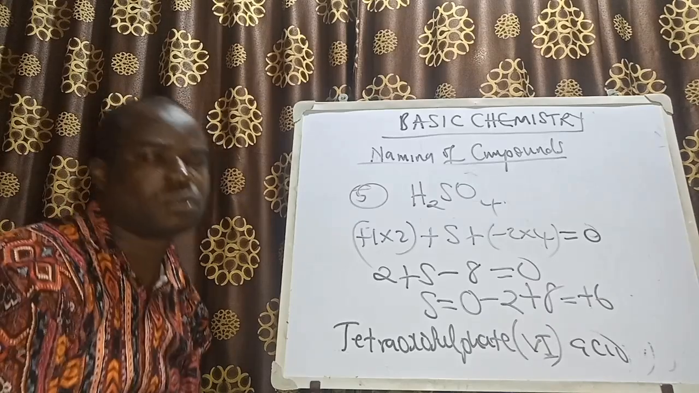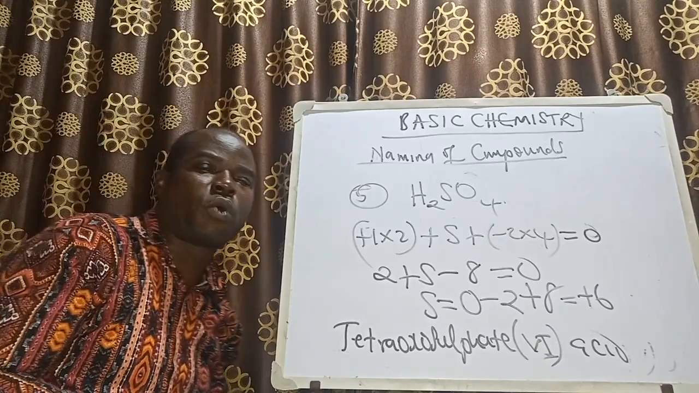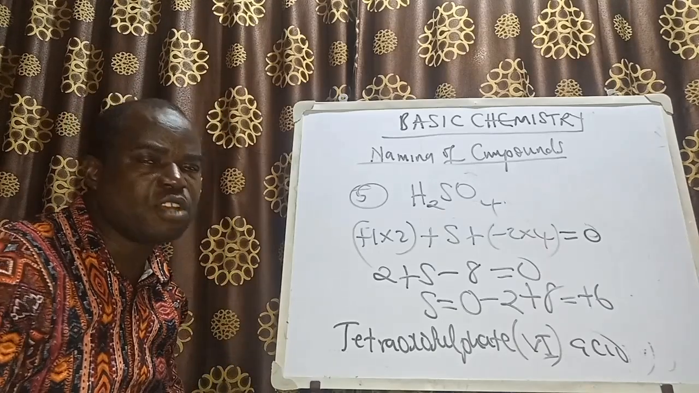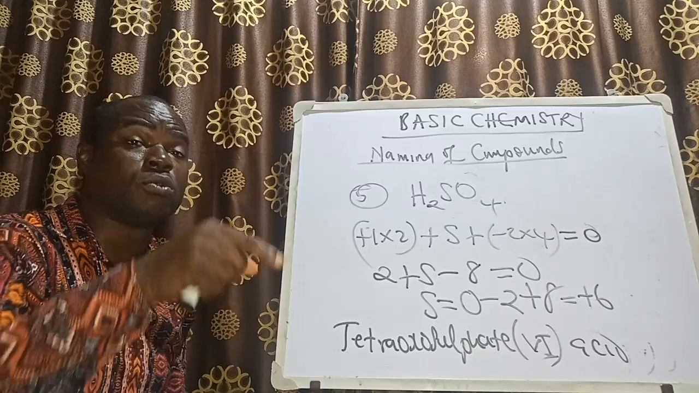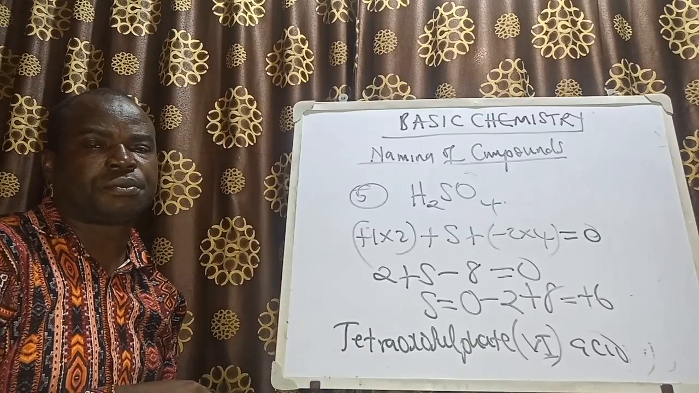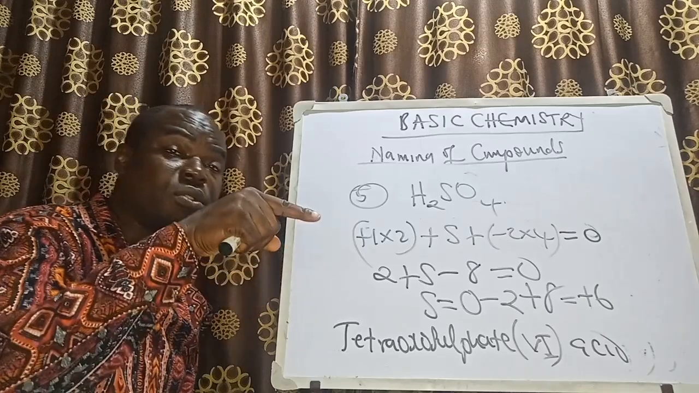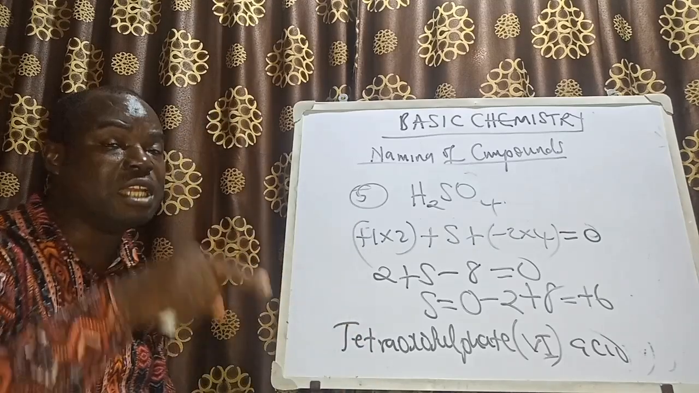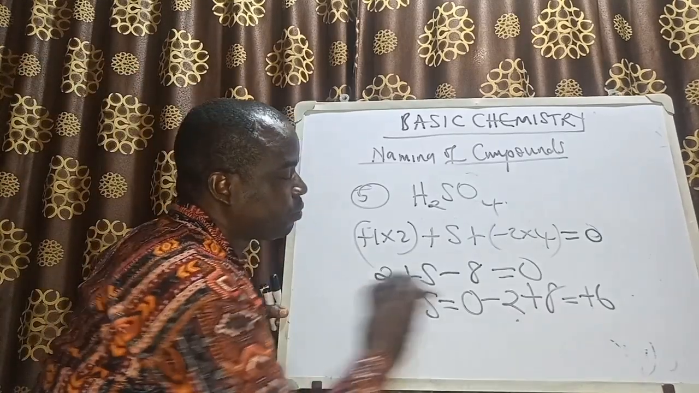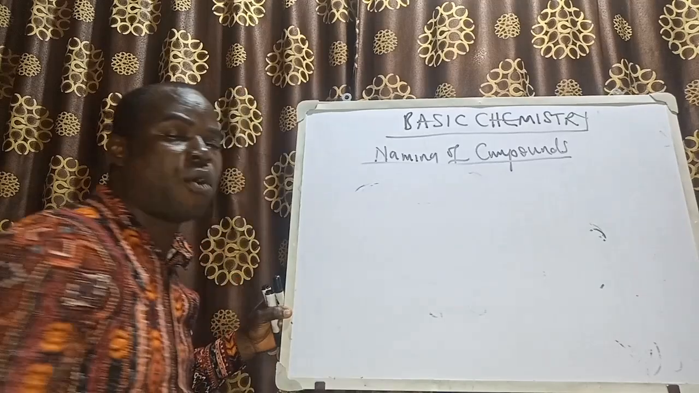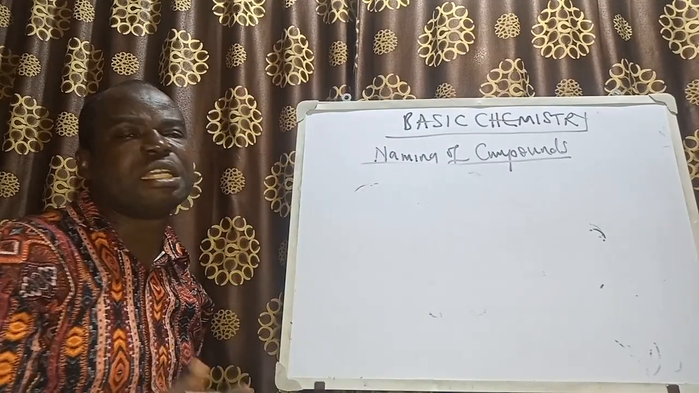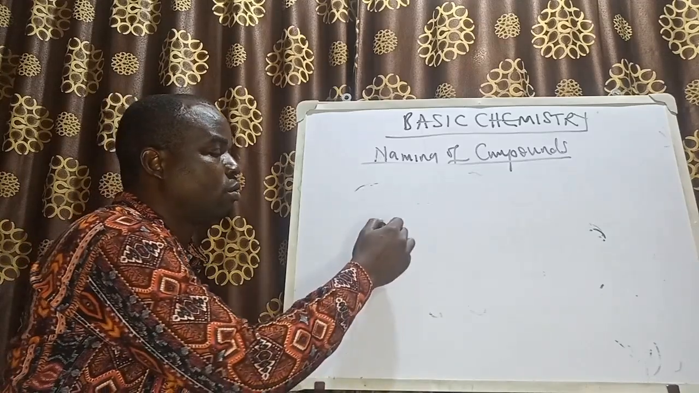Is it clear? Fine. Now, I believe with what I've explained, you can name any compound now. Pick any compound, name it, but make sure you solve for the oxidation state of the element in the middle. Okay, solve for that element in the middle before you now name the compound. Now on a final note here, I would like you to copy these compounds and try naming them. Copy these ones.